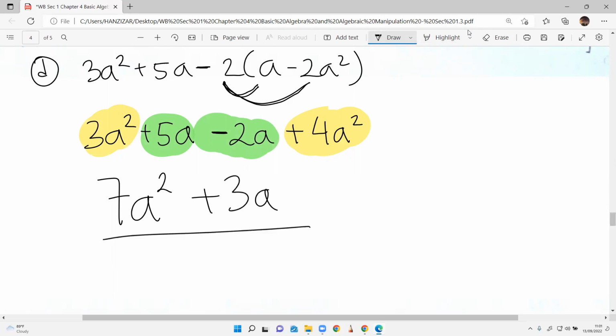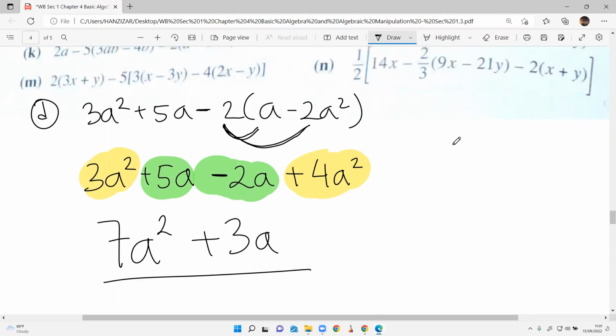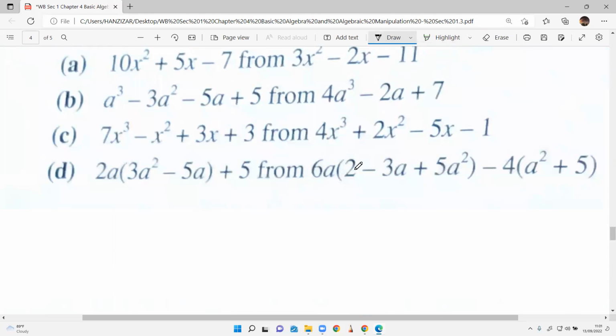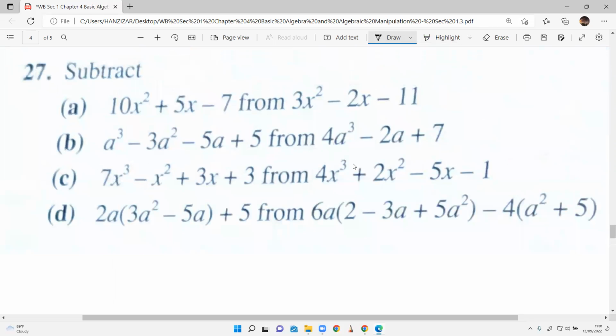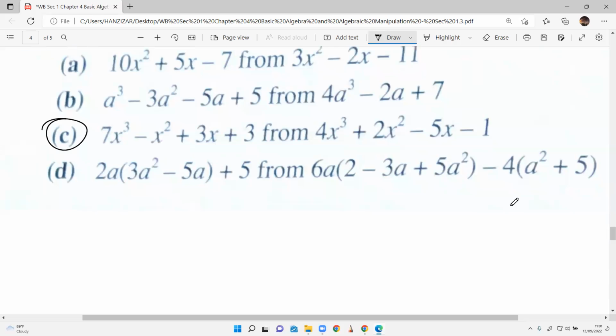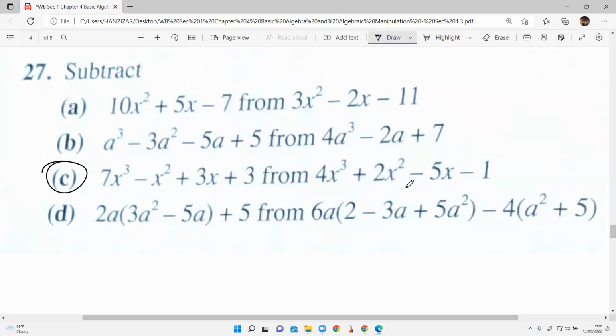Done. Why can you not add a squared and a? Because they are two different variables. A squared is not 2a. Oh, because it's a times a. Yeah, a times a, and a plus a is not the same. Okay, now 27C.